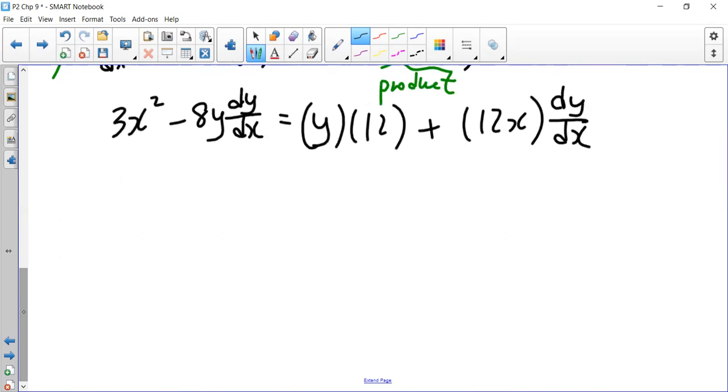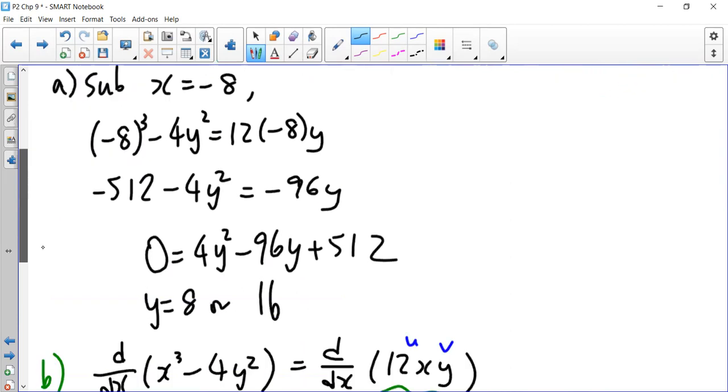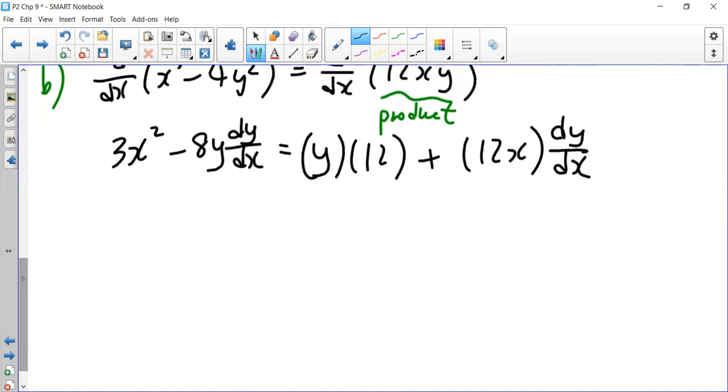Okay. Next, I'm going to make dy by dx the subject. The reason being is, sir, why don't you just sub in x and y straight away? Yes, you can. However, I've got 2 points in part A to find a gradient for, so I need to find 2 gradients. So I might as well make dy by dx the subject first, so I get 1 gradient function, so I can apply 2 points in there, rather than substitute and then rearrange for both equations. However, if you want to sub it in now, be my guest, whichever way.